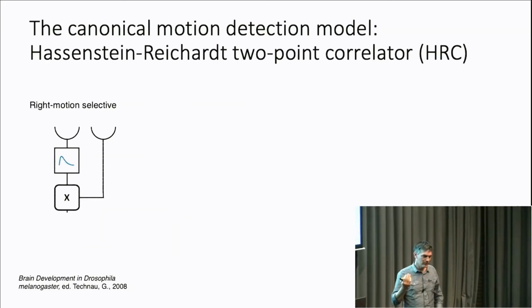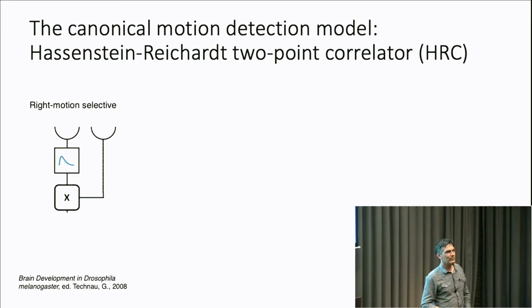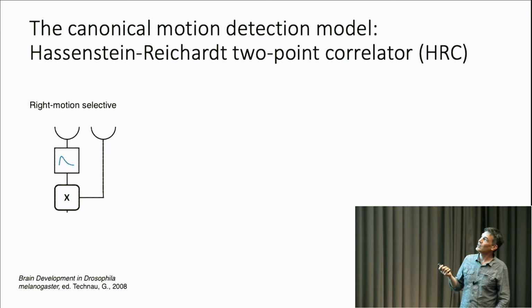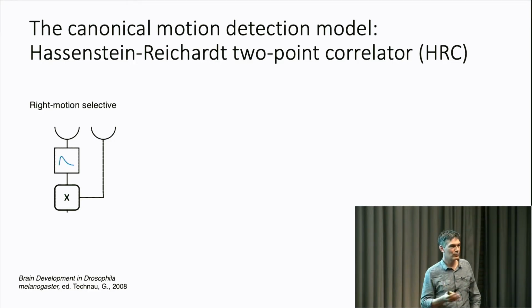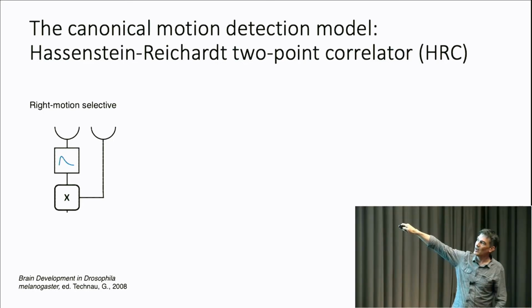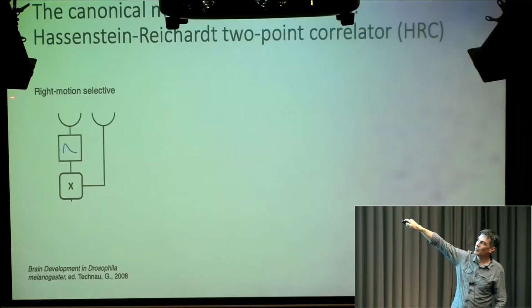classic zero-order model of motion detection in vision is what is called the Hassenstein-Reichardt two-point correlator. This is a model that was developed a while ago and has been a constant in the field, very useful to design experiments and test this. And the idea is simple. You have two detectors that are separated in space, and imagine there's an object moving from left to right.